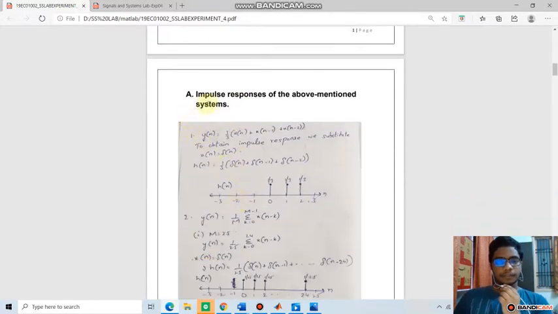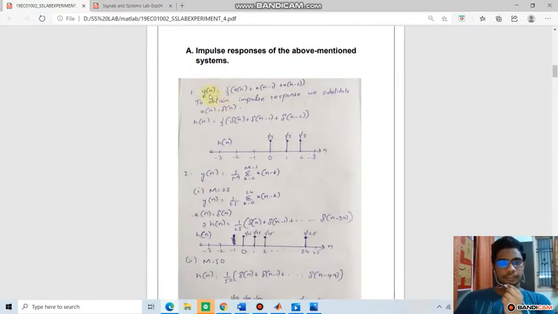In the first part, we will find the impulse response of the above mentioned systems. To find the impulse response, we substitute x of n equals delta of n in the above functions. So in the first function, h of n will be 1 by 3 times delta of n plus delta of n minus 1 plus delta of n minus 2.